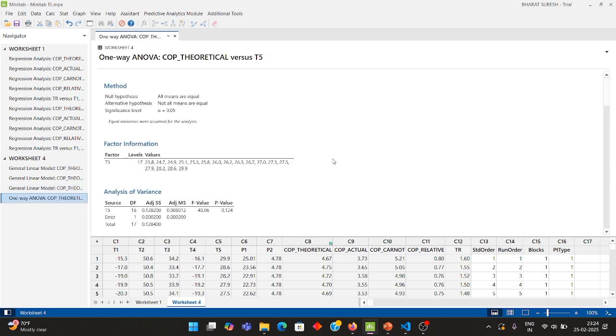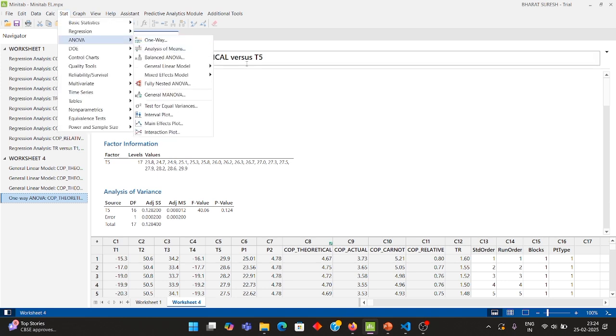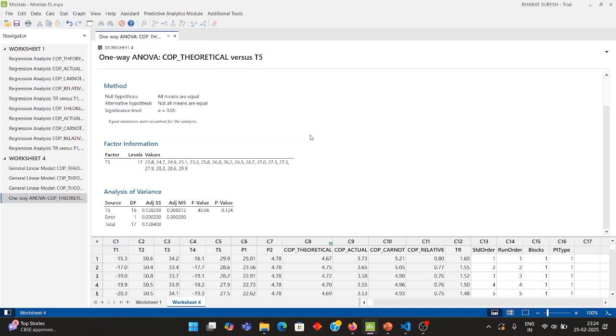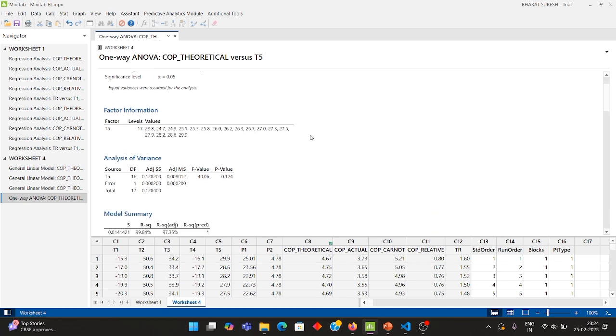Now, we have also performed a one-way ANOVA method of COP theoretical versus T5. This is done by the same method. We go to statistics, we go to ANOVA, and we choose one way. From there, we can choose the response variable as COP theoretical and the input variable as T5. In this, the null hypothesis is that all means are equal. The alternative hypothesis is that not all means are equal. The significance level is taken as 0.05.